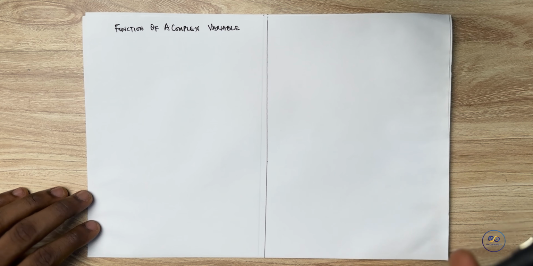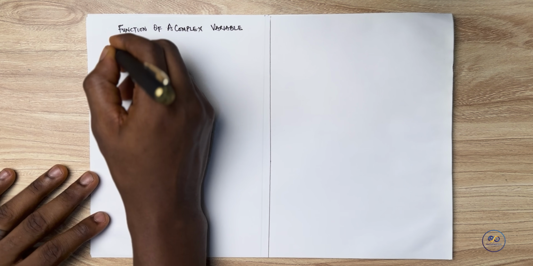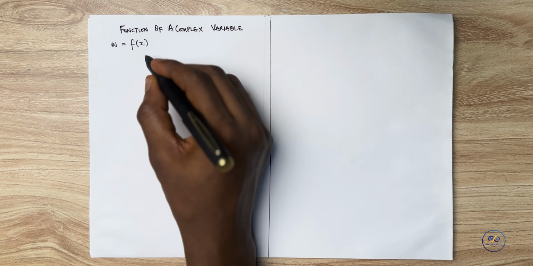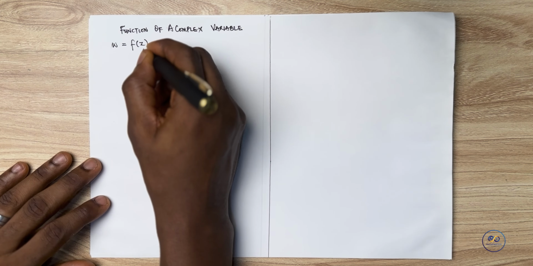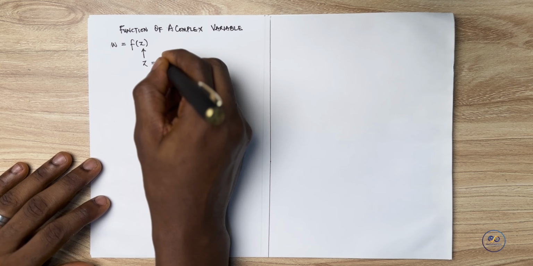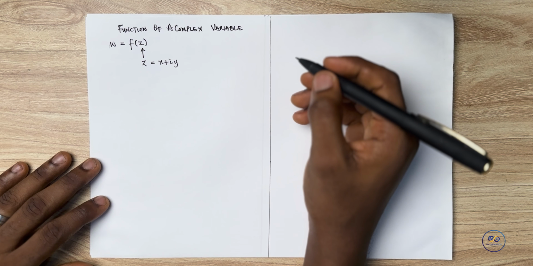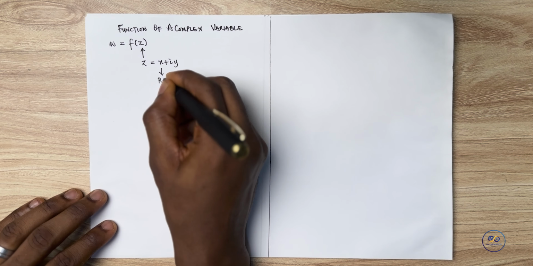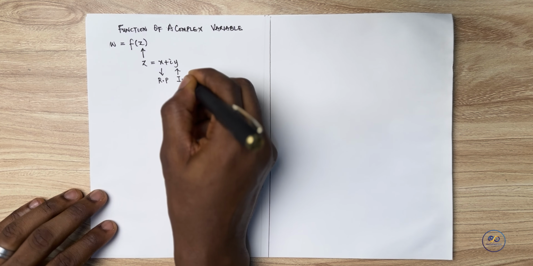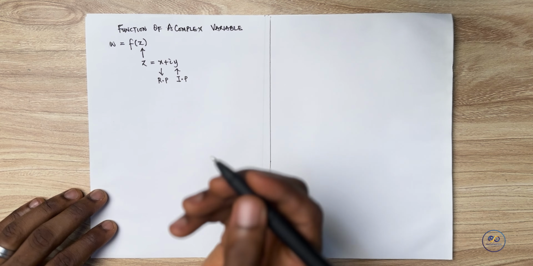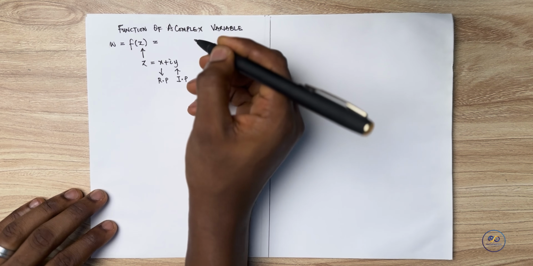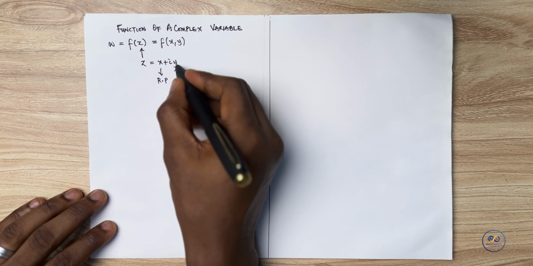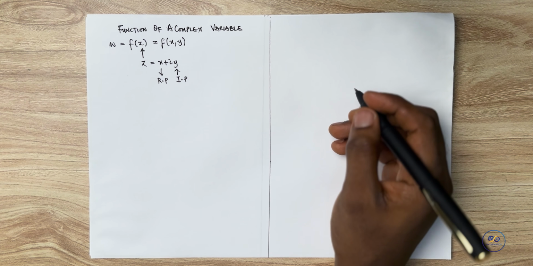Now, remember, we have defined the function of a complex variable as w equals f of z, where z is a complex number, which can be written as z equals x plus iy. Now, the moment you consider the complex number in terms of its real part and its imaginary part, it means that you could define the function of a complex variable as a function of two real variables, because x and y are real numbers.